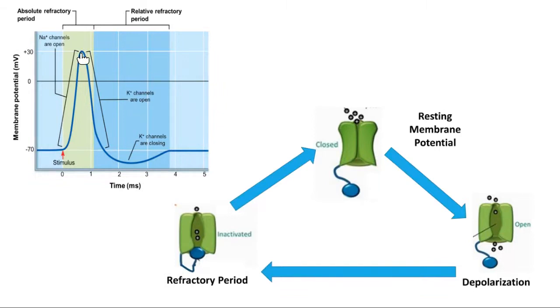From this point, the very top, down to where we stop being green, that's when we're inactivated. That's my absolute refractory period. I absolutely cannot respond to a message that you sent me because either my responding protein is already busy or my responding protein is broken.